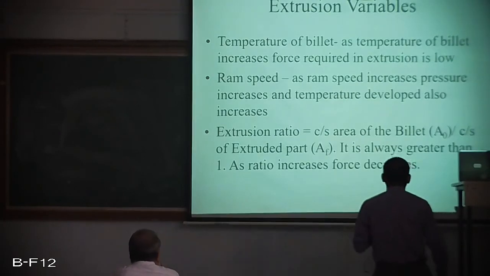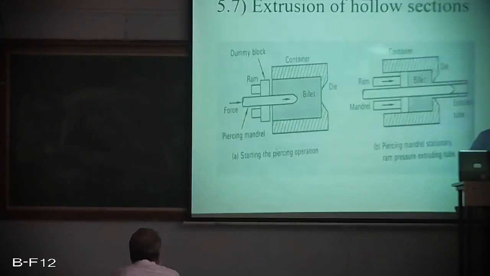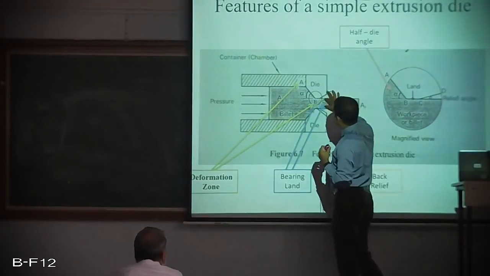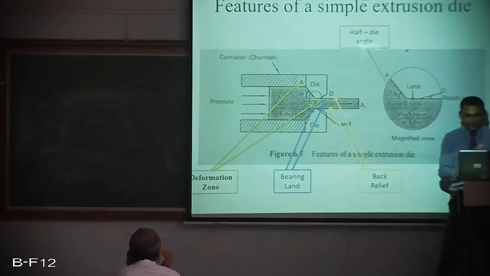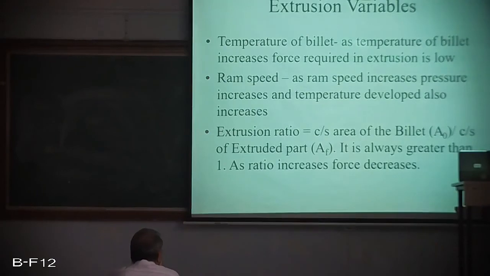Okay, so billet we have over here, you can see in the diagram, this is the cross section of the billet. So this is bigger, and this is the cross section of the extruded part. This is called the extrusion ratio. So it is always greater than 1, since we have the cross-sectional area of the billet in the numerator and the cross-section of the extruded part in the denominator. As the ratio increases, force decreases. So as the extrusion ratio increases, the force required goes on decreasing.